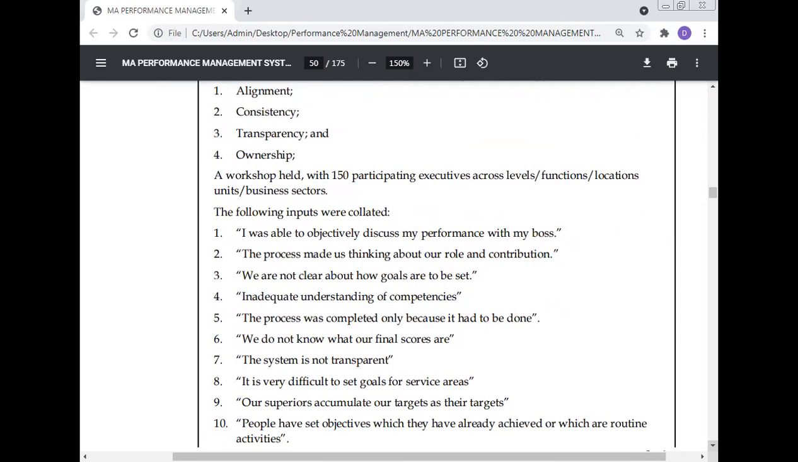I was able to objectively discuss my performance with my boss. The process made us think about our role and contribution. We are not clear about how goals are to be set. There is inadequate understanding of the competencies. The process was completed only because it had to be done. We don't know what our final scores are. The system is not transparent. It is very difficult to set goals for the service area.